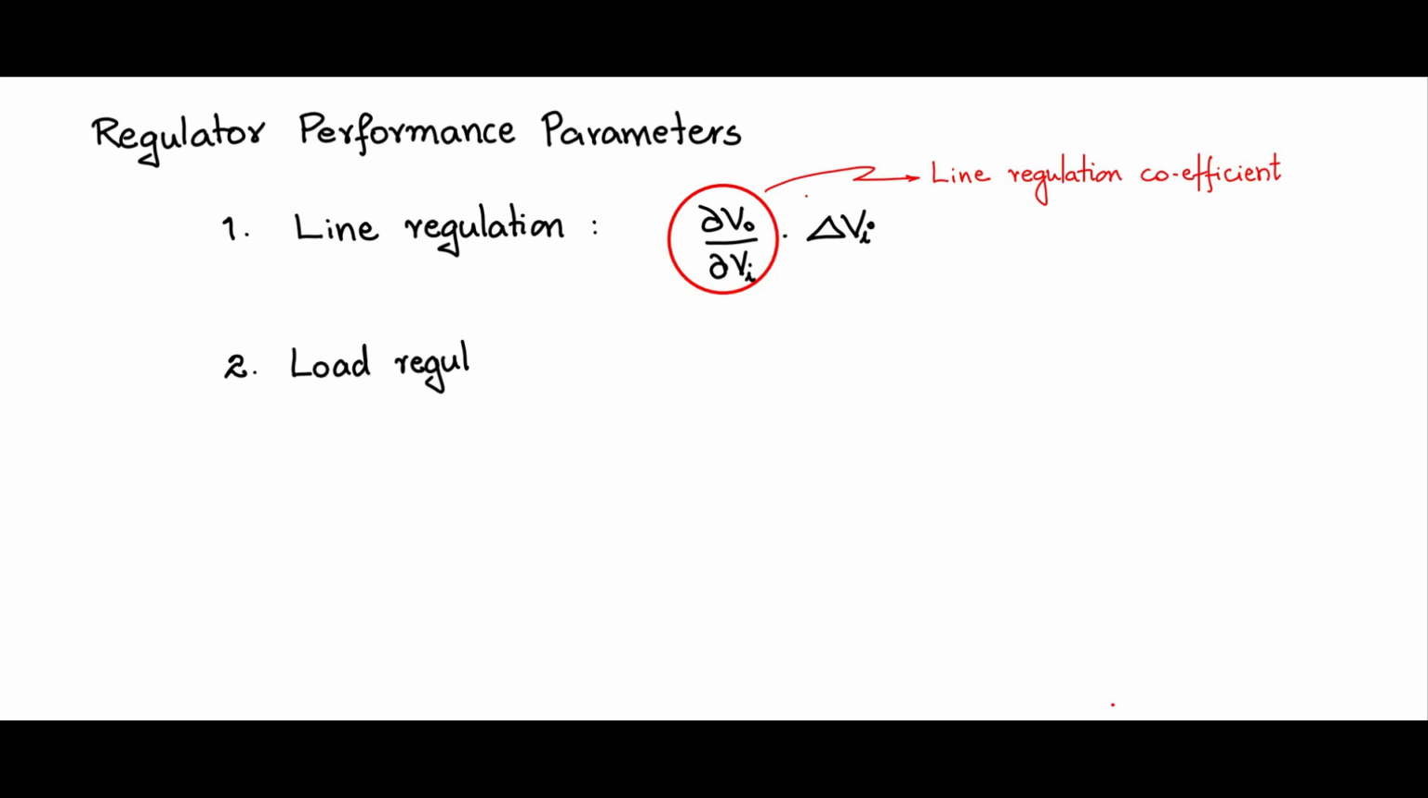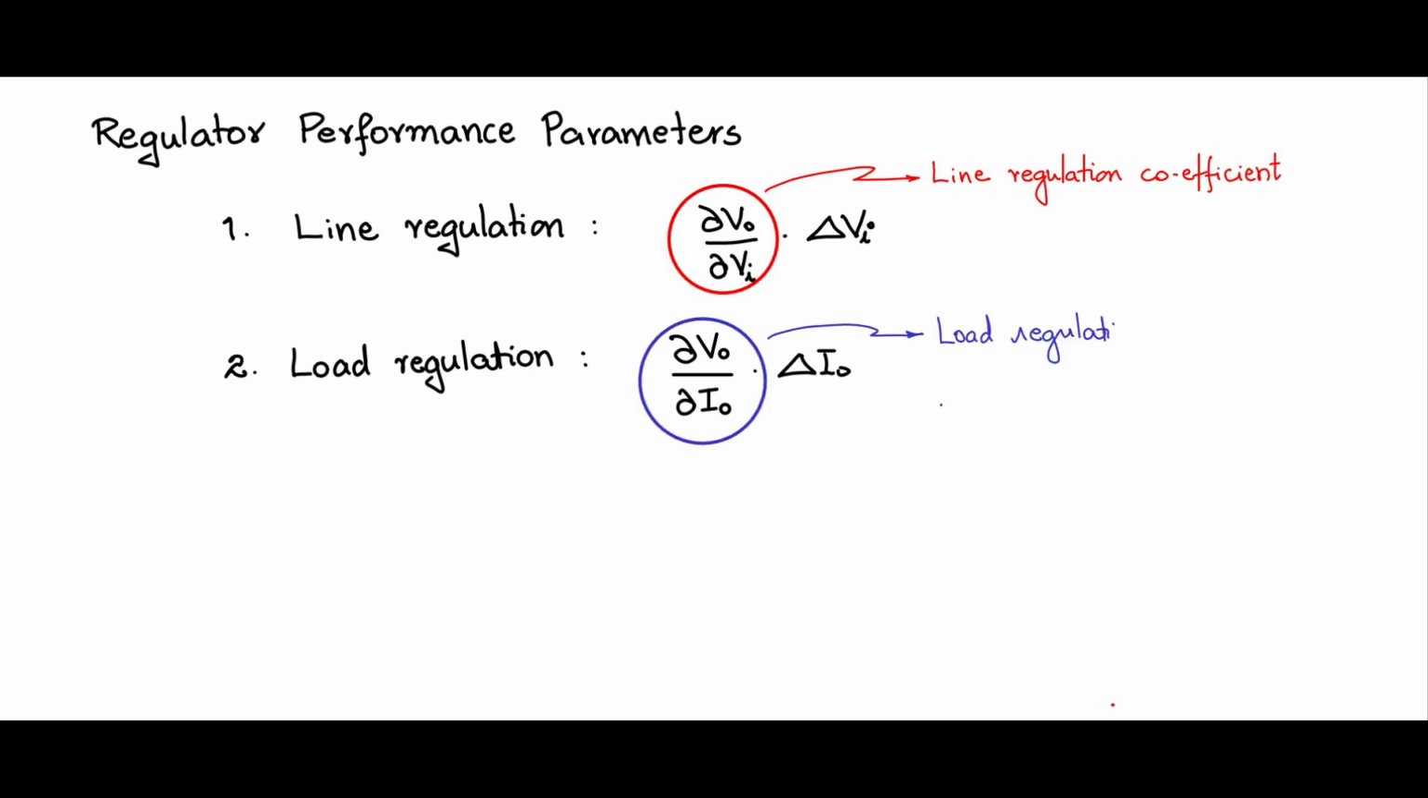The second important one is the load regulation. What is the effect of load on V0? That is what is given by del V0 by del I0, the effect of I0 on V0. And this value into delta I0, the change in I0 or change in load, will give you the total load regulation. This is called the load regulation coefficient.